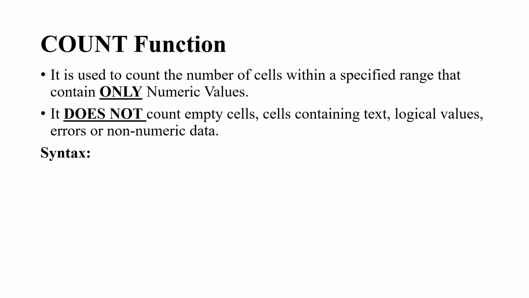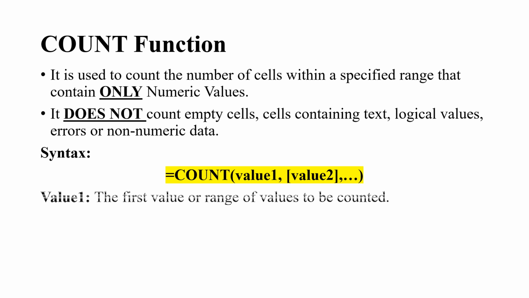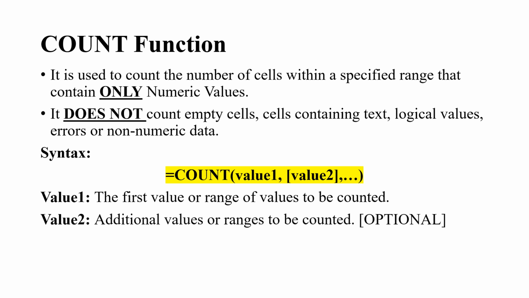Syntax for this function is simple. We just have to say equals COUNT of value 1, comma, value 2, and so forth, where value 1 is the first value or range of values to be counted, and value 2 is additional values or any additional ranges to be counted. For this count function to get executed, we need at least one argument, so that is the reason value 2 can be an optional argument.